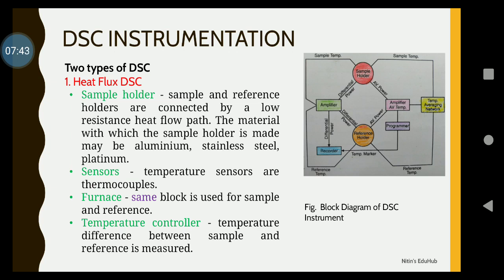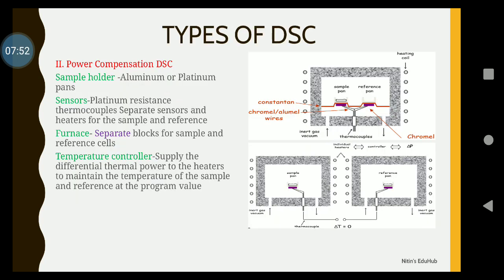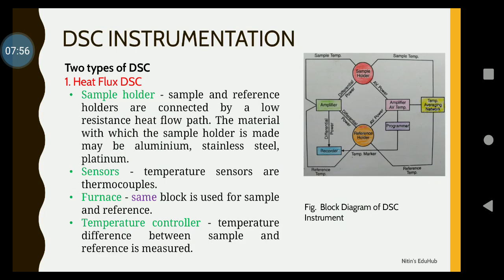DSC basically is of two types. दो टाइप है DSC के. First is the heat flux DSC, and second one is your power compensation DSC. You can see that in case of heat flux DSC, the sample pan may be made up of aluminum or stainless steel. Sensors are just attached to the samples, also to the reference holder.